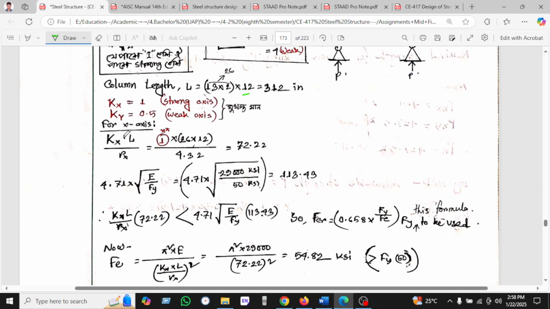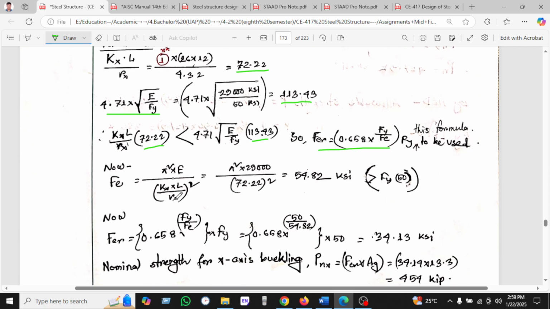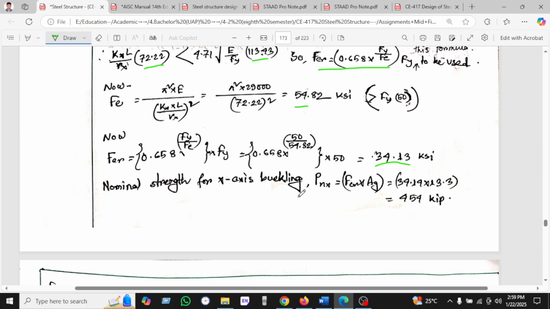And now we will calculate kx times L, which is 72.22, and putting this value we found 133. So 72.22 is less than 113.43, so we will use this formula. Now we will use this formula and find Fe equal to 54.82, which is greater than 50. So now we will use this formula and find 34.13. So the nominal strength for the x-axis we found is 454 kip.